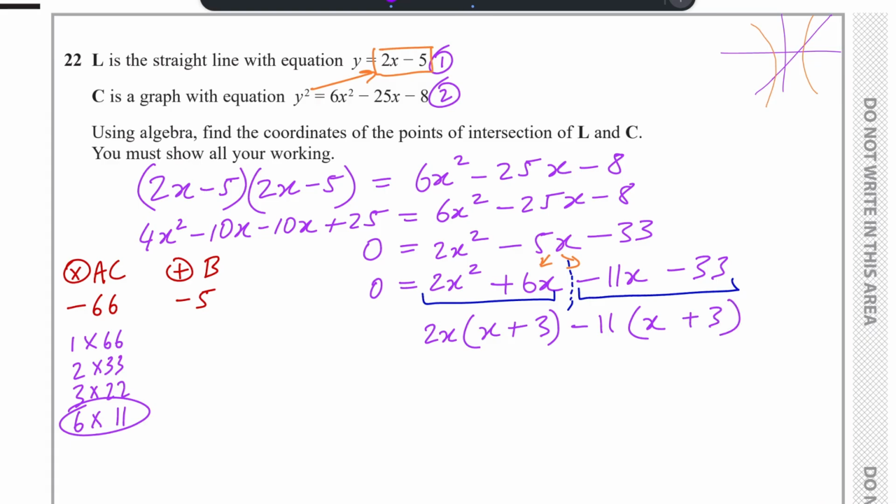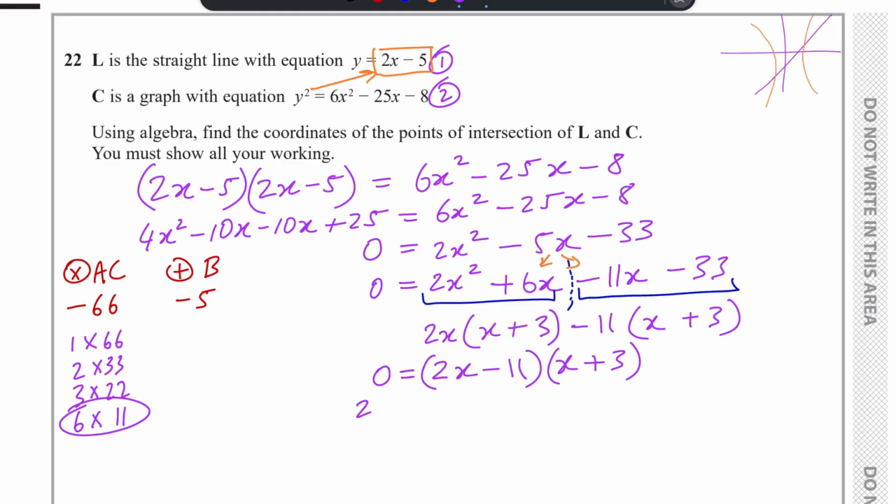The fact that these two brackets are matching is good. If they didn't, then we've gone wrong somewhere. That's our first bracket. And then our second bracket is these two terms here. So we're going to write 2x minus 11, brackets x plus 3. We have now factorized our quadratic. We are now going to solve it.